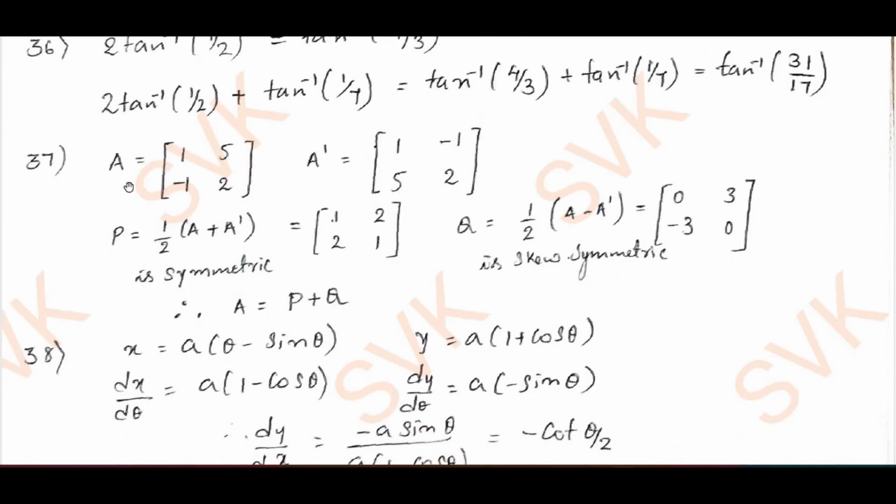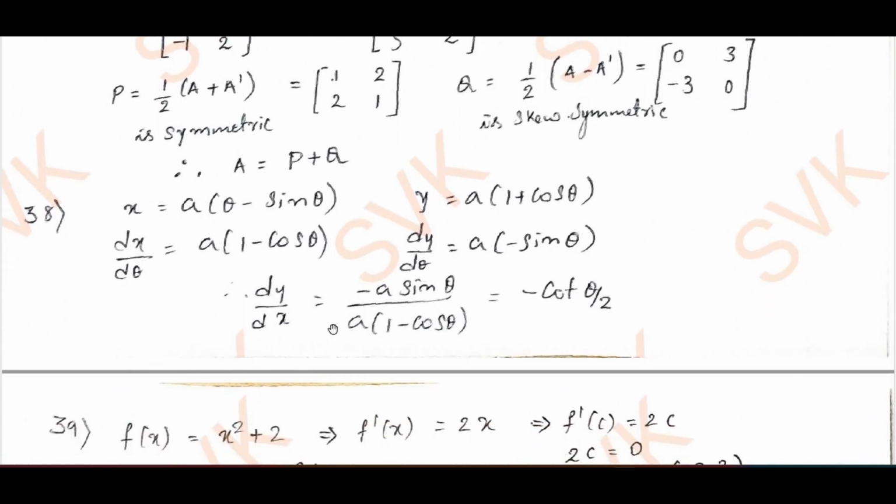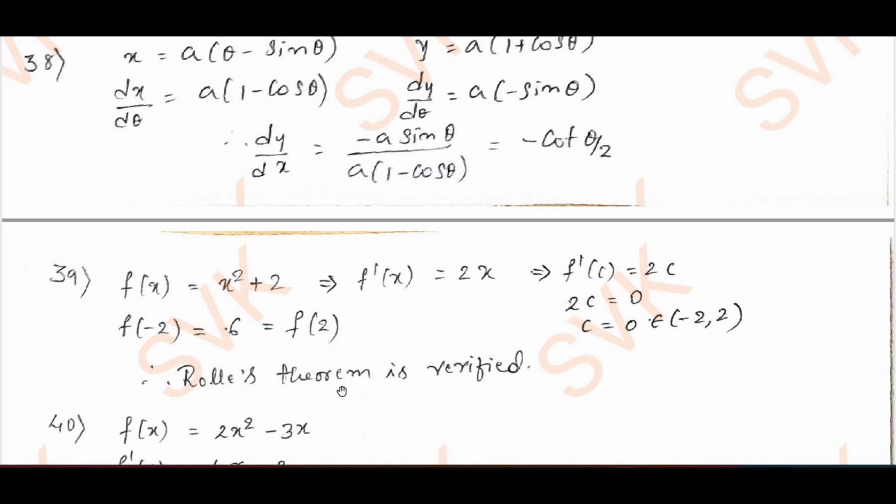Then 37, the p value is symmetric and q is skew symmetric. Therefore, A is equal to p plus q. I have shown that. 38, I find dy by dx as minus cot theta by 2. We require to verify the Rolle's theorem here. So for the given function f of x, it has been verified. F of -2 and f of 2 is 6.